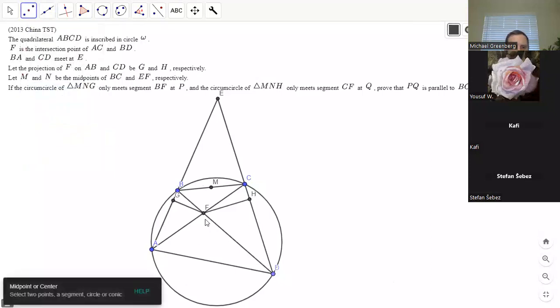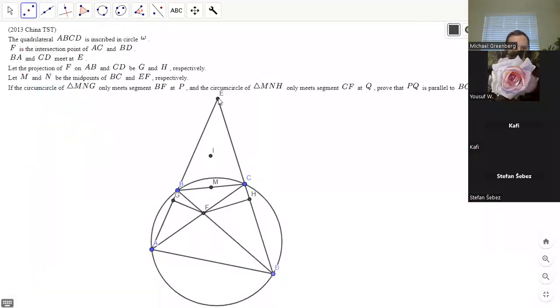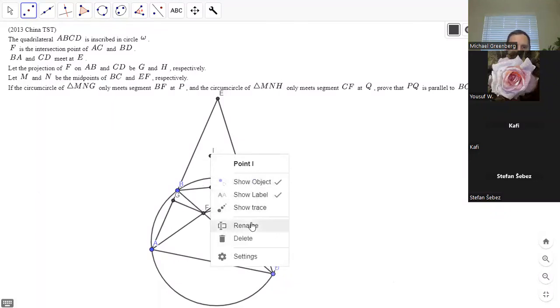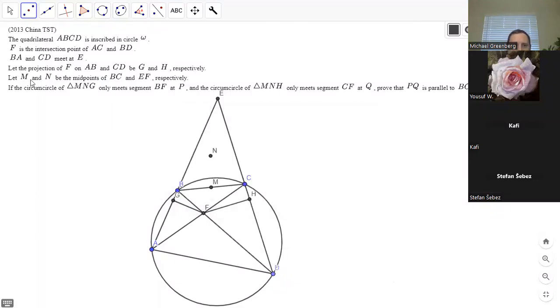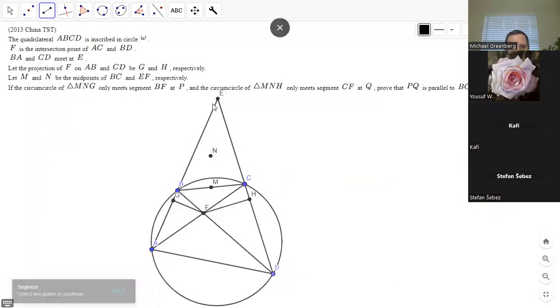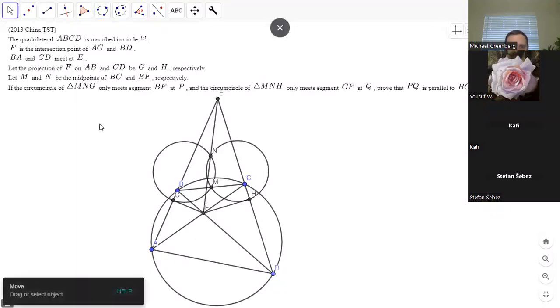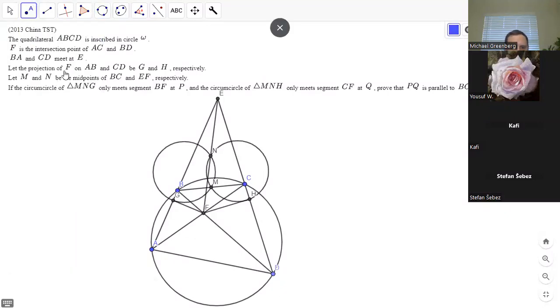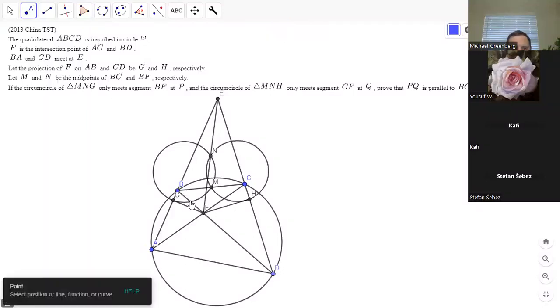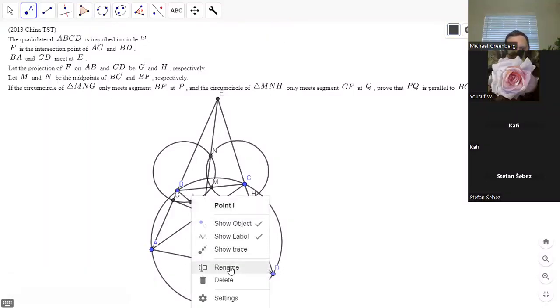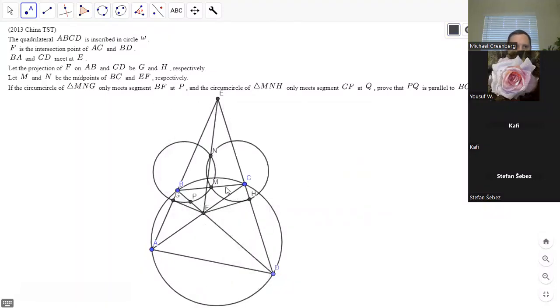So this should be N. And so we draw the circumcircles of MNG and MNH. And they almost look like they're the same size. Maybe they are. So let's see. So MNG meets it at P. This looks better. And this meets it at Q.